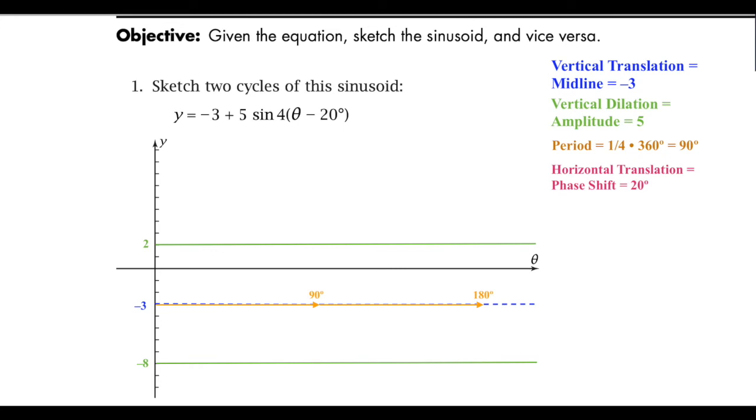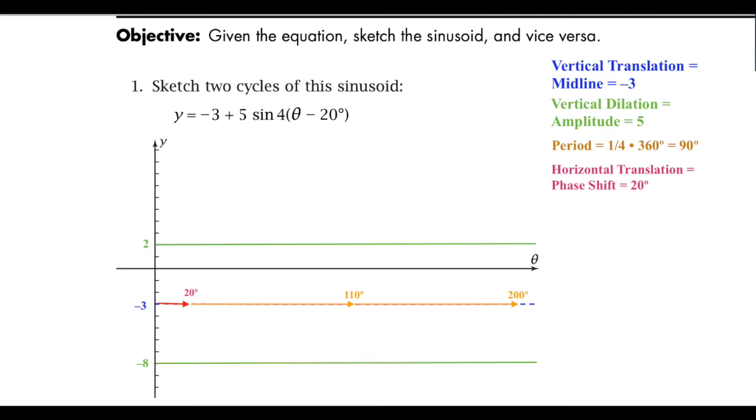The next thing we have to do is actually shift everything. We're going to shift everything to the right, 20 degrees, including our 2 90-degree spans. The 90-degree end point of the first arrow becomes 110 degrees. And the 180 end point of the second arrow becomes 200 degrees. Just slid it 20 degrees to the right.